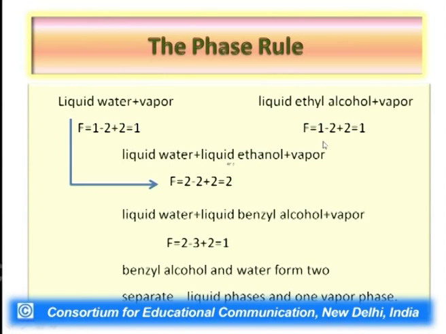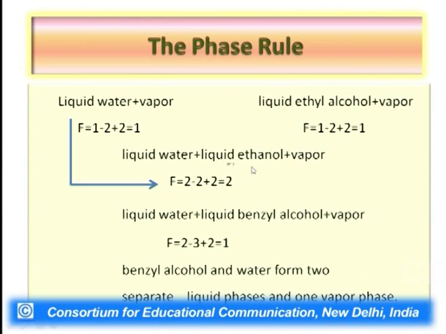But now consider a system. Let us add liquid ethanol to this liquid water plus vapor system. We all know that water and ethanol are miscible in all proportions. So, what will happen? When liquid ethanol is added to system 1, which has only liquid water along with its vapors, and the system is allowed to reach the equilibrium state, at equilibrium you will have a liquid solution of water and ethanol, and you will have a vapor phase, which will also be a vapor mixture of water and ethanol, because both these are volatile in nature.